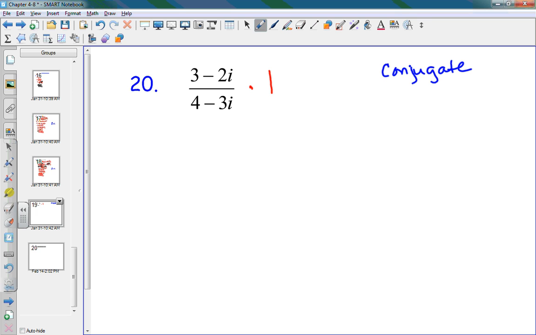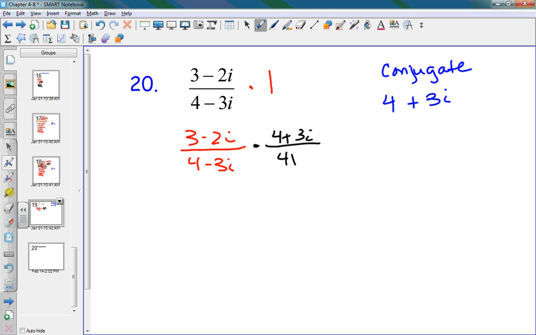Well, what's the conjugate? That means the real number stays. That's going to be 4. And that means the imaginary number, which is -3i, changes to plus 3i. So this 1 turns into 4 plus 3i over 4 plus 3i. Putting parentheses around every single thing.